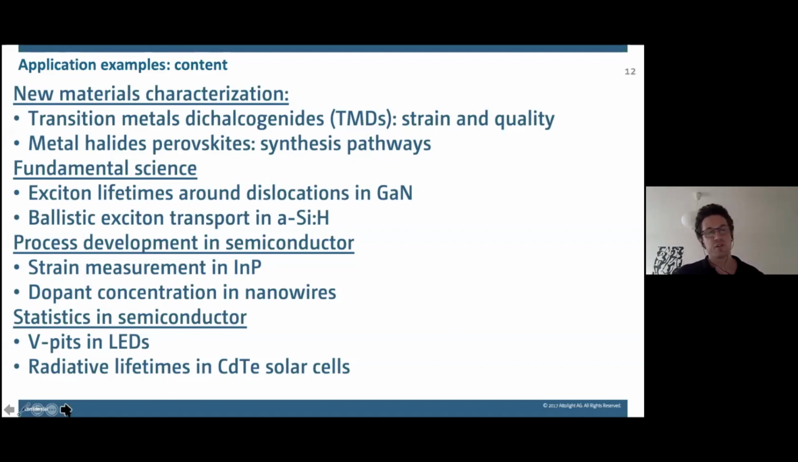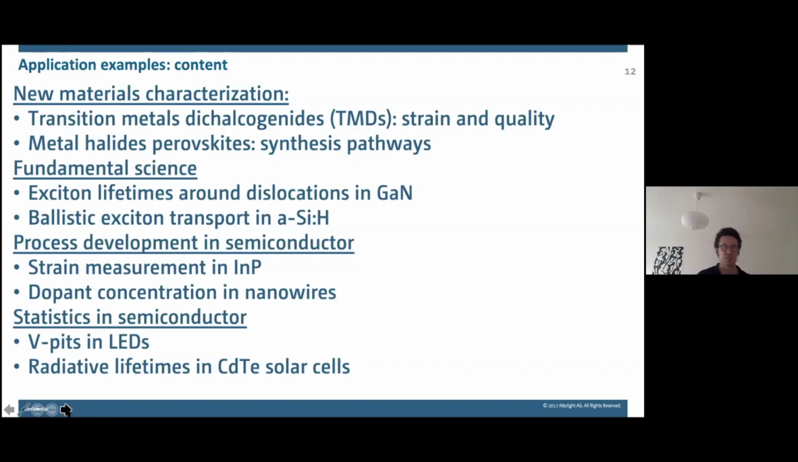Next, you have fundamental science. If you want to do some physics deep down in your material, and you think there's a new type of phenomenon or something like that. Those first two categories are quite fundamental. Then you have less fundamental categories, but nonetheless extremely important. In this, I put process development in semiconductor and statistics in semiconductor.